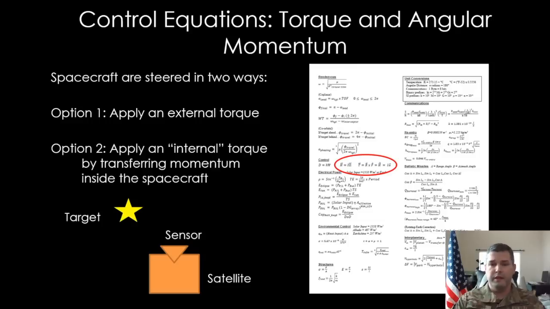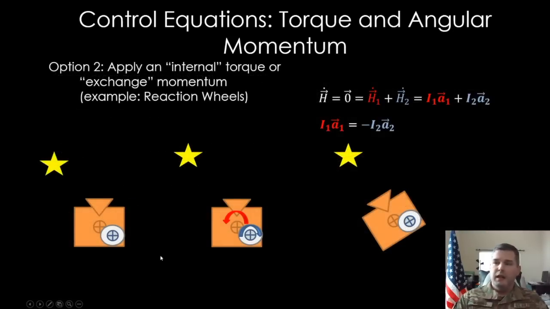So the second way that we can do that is by applying what we call an internal torque, or by exchanging momentum on the spacecraft. All right. So once again, we have our target, our sensor, and our satellite. And this time, we want to have our satellite look at the target, but we're not going to apply an external torque. We're going to apply an internal torque, or a momentum exchange. So we have our reaction wheel. And what we're going to do is spin our reaction wheel opposite the direction we want to turn. And then the counter torque is going to turn our satellite in the opposite direction.